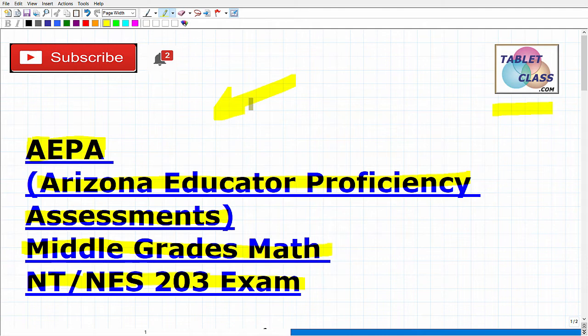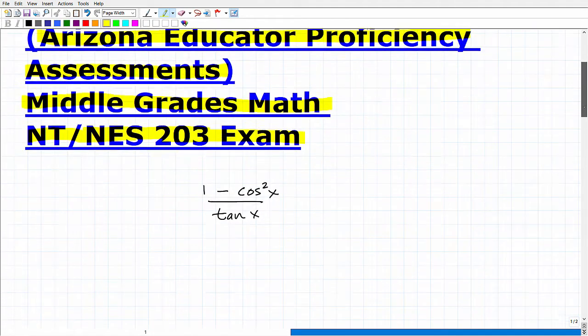But for the AEPA middle grades math, if you haven't seen the kind of math that's on here, you're going to need to know more than just middle grade math. I would classify it as advanced high school level mathematics. So more than just basic algebra and geometry, you're going to have to know trigonometry. These are advanced mathematics topics that are taught in high school. So with that being said, let's go ahead and get to this problem here.